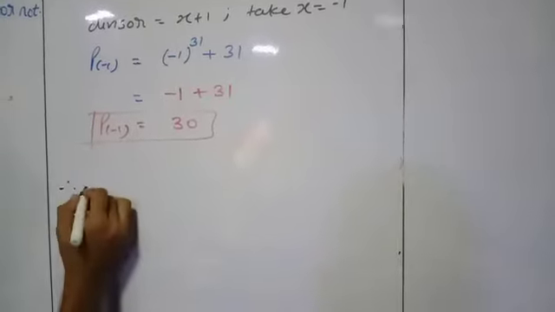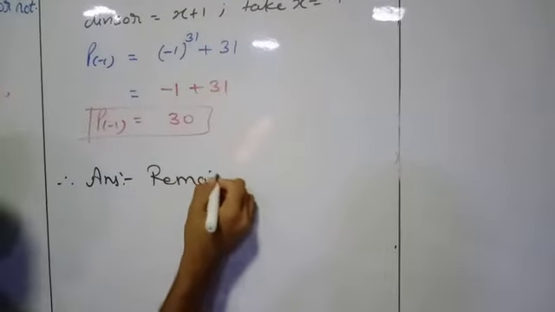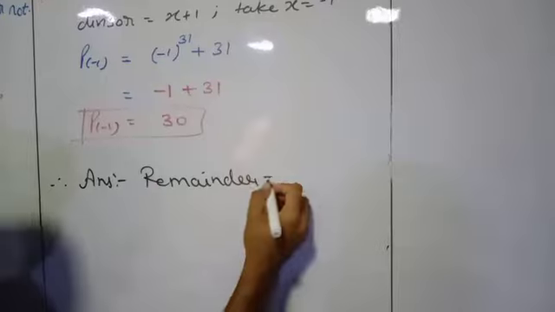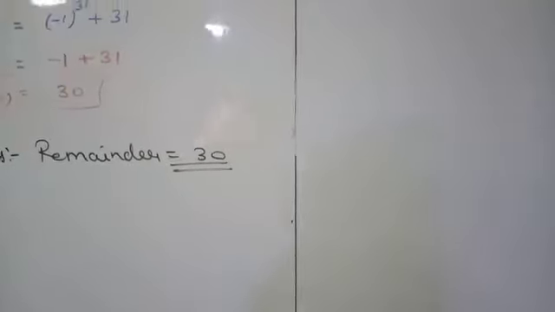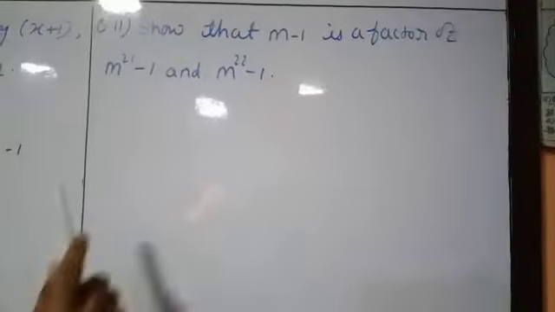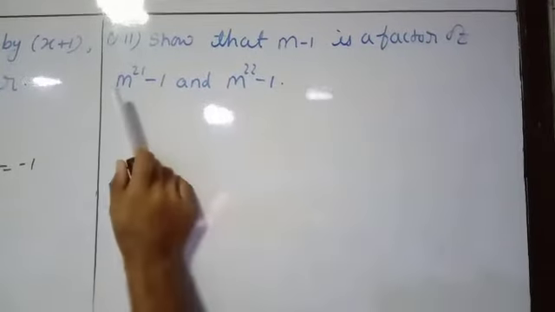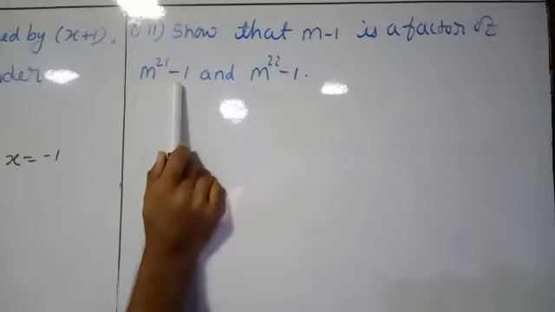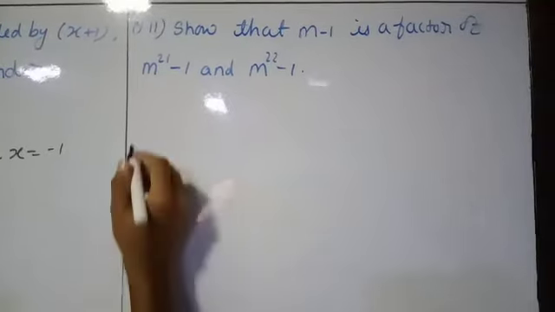Therefore that is nothing else, that is the remainder. Remainder is equal to 30. This way we have to conclude our answers. Now proceed to the next sum, sum number 11. Show that m minus 1 is a factor of m raised to 21 minus 1 and m raised to 22 minus 1. Let's start.